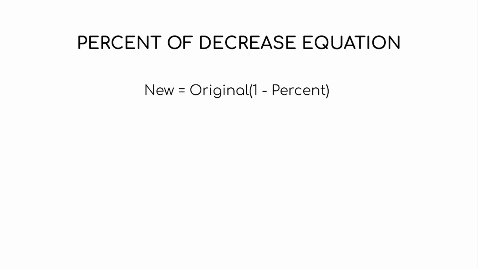Then for our next equation, we have the percent of decrease equation. And this is going to be new equals original times 1 minus the percent. Now the important thing to notice with this equation is that you're always going to be subtracting from 1. This means that that number inside the parentheses is always going to be smaller than 1. So if they ever give you the equation and you see that the number inside the parentheses is less than 1, you should instantly know that you're working with percent of decrease.